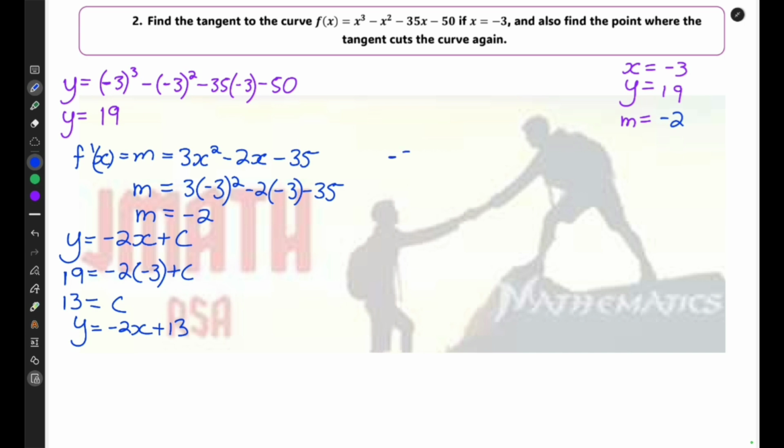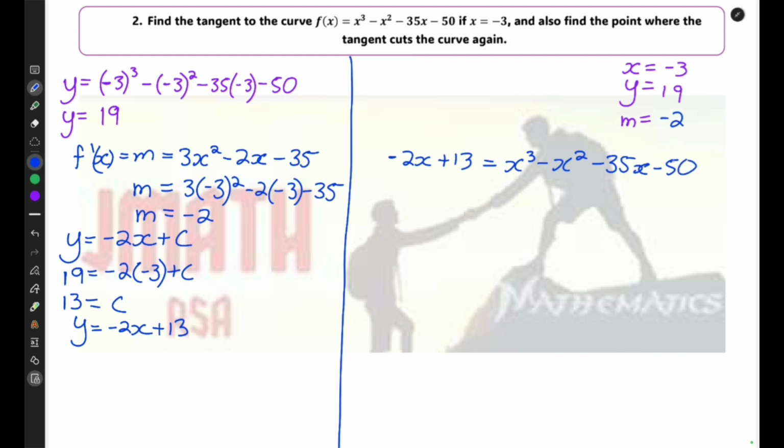So I'm just going to say minus 2x plus 13 is equal to x cubed minus x squared minus 35x minus 50. I want a 0 on one side, so I'm just going to keep the x cubed and the minus x squared there. If I take over the minus 2, this becomes a minus 33x, and then minus 50 minus 13 gives me minus 63. So this really looks as if it doesn't have a very nice answer, but let's see what we can work out.